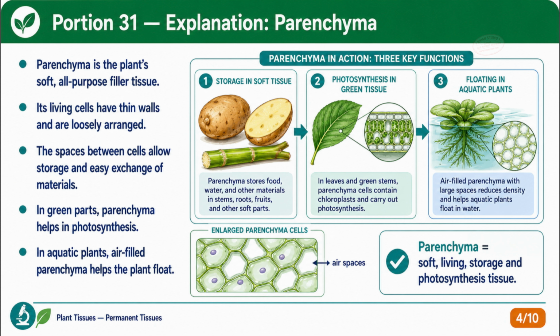Explanation. Parenchyma is made of living cells with thin walls, loosely packed with spaces between them. It is the plant's soft, all-purpose filler that mainly stores food, and in green parts it does photosynthesis. In water plants, special parenchyma holds air spaces that help the plant float.